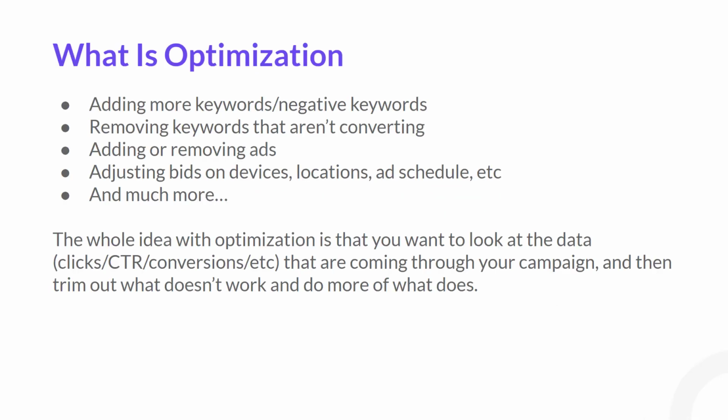So what is optimization? Really what it comes down to, it is you want to look at the data, the clicks, the click-through rate, conversions, all that kind of stuff. Look at the data coming through your account, and then you want to trim out what doesn't work and do more of what does. So these can be things like adding more keywords, bringing in more negative keywords to the account, removing keywords that aren't converting, adding or removing ads, adjusting your bids on your devices, locations, ad schedule, all that kind of stuff.